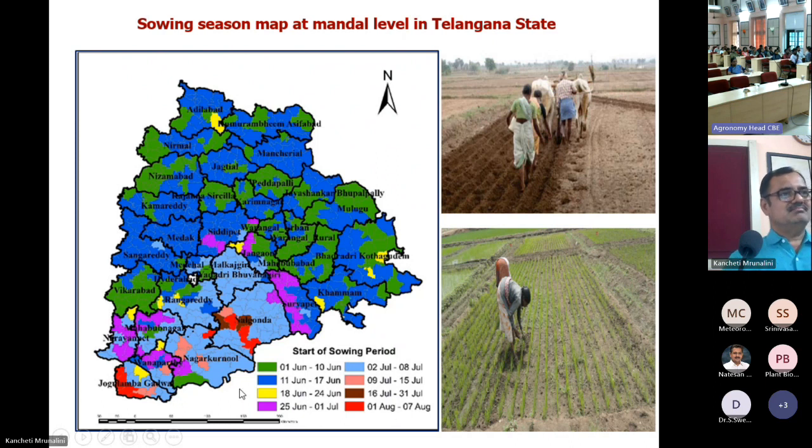So with the dry region, the delayed onset of monsoon will normally be there. So in the southern part of this state, we can arrange the inputs later. Positioning of the inputs can be done at later stages also.